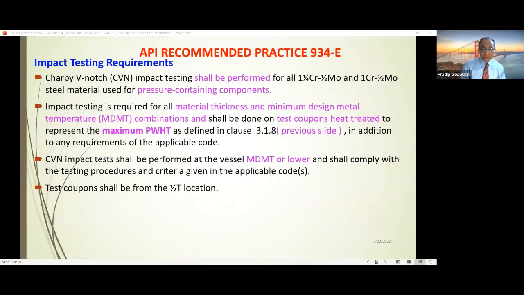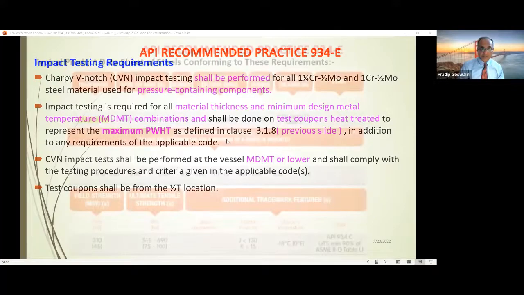Charpy impact test requirement is a must, it is mandatory, and it should be performed for all these steels, all these grades. The temperature and the accepted values should be adopted as per the code or as per the design specification.